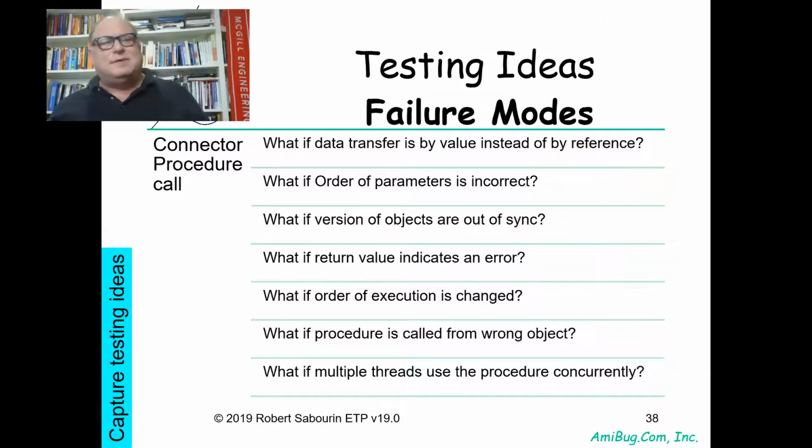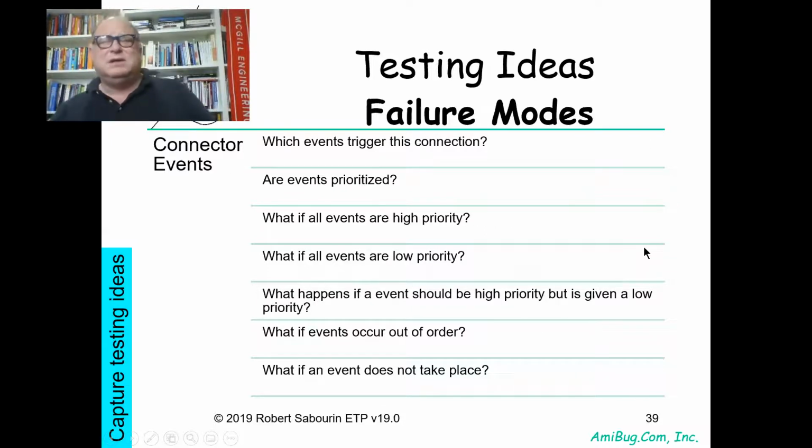Sometimes a connector is actually a call. And you might say, okay, there are parameters in the call. What if they're out of order? What if the return values indicate errors? What if they don't indicate errors? What if the order of execution is changed? What if the procedure is called from the right procedure on the wrong object? What if there are multiple threads accessing concurrently? What if someone changes the way they reference things and starts passing by reference instead of by value, and stuff like that? So there are all sorts of ways a call can be changed and twisted.